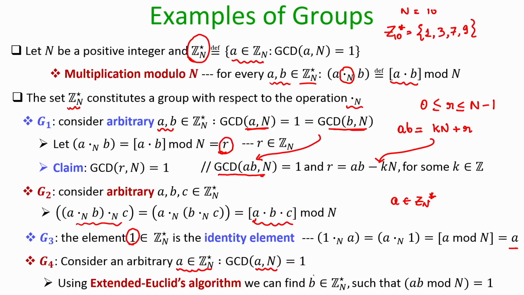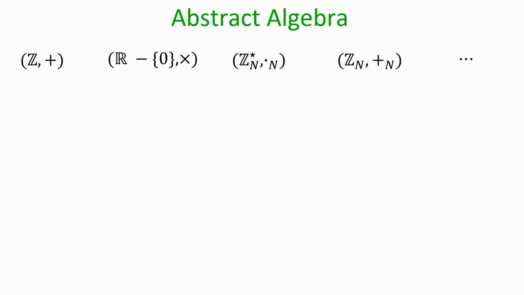That means there always exists an integer B, which will be a member of Z n star, such that if you multiply A with B and then take mod n, the result will be 1. And that B you can always find using the extended Euclid's algorithm. So, that shows that this set Z n star along with multiplication modulo n constitutes a group. So, now we have seen examples of 4 groups.